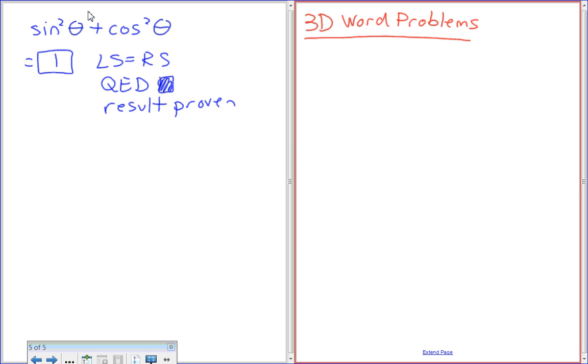Before I do that, we're going to do a little bit of a back. Actually, let me do this. I'm going to start with the Sadler method of word problems.